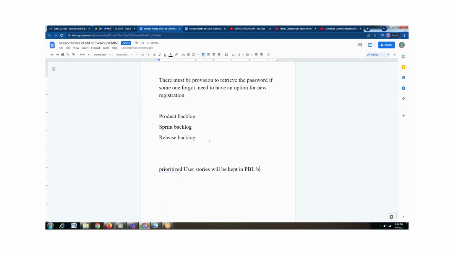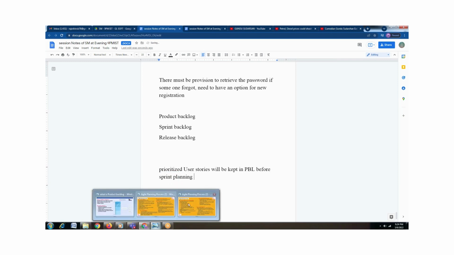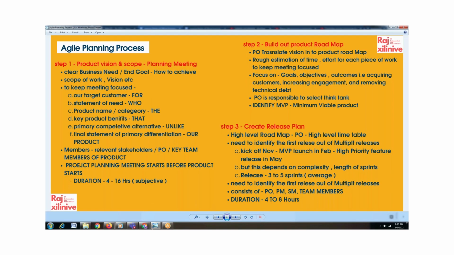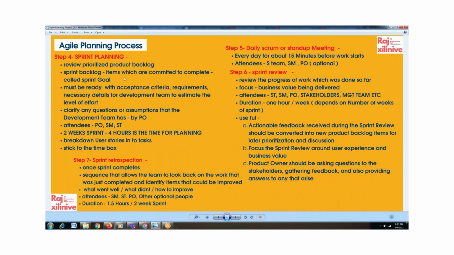Before sprint planning, because I told you about the scrum ceremonies in the earlier session: sprint planning, daily scrum, review, retrospection. This is how it looks. In the agile planning, once the agile release plan is completed, the next step is sprint planning. After that, we go for daily scrum, sprint review and retrospection. This is what scrum ceremonies generally stand for. Remember again, these scrum ceremonies are applicable to the scrum framework.